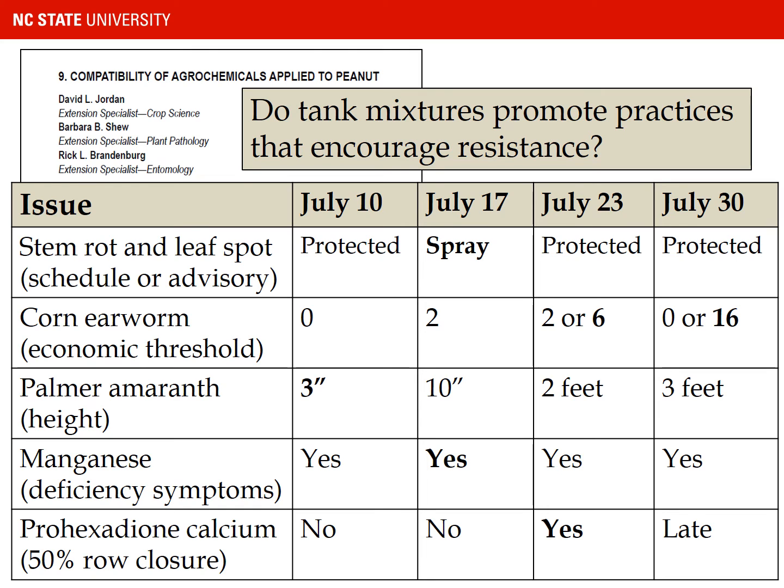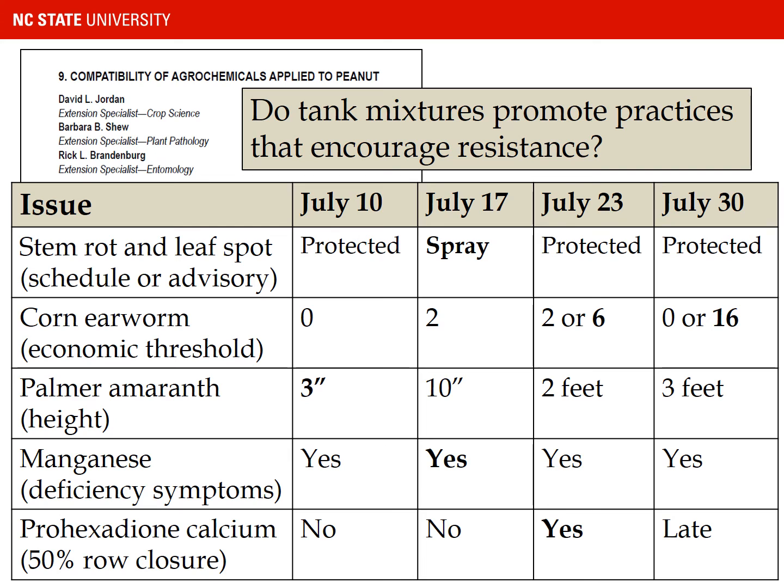So maybe my population of worms is increasing, but I need to get up much higher to get to my threshold, and our threshold for a 3 foot beat cloth is usually about 8 per foot, so quite a few on a 3 foot beat cloth. We also know that Palmer amaranth can grow a lot in a week's time. The manganese, probably not a huge critical issue to wait a little bit, and then we're not ready for this material yet. So what happens is I spray here.